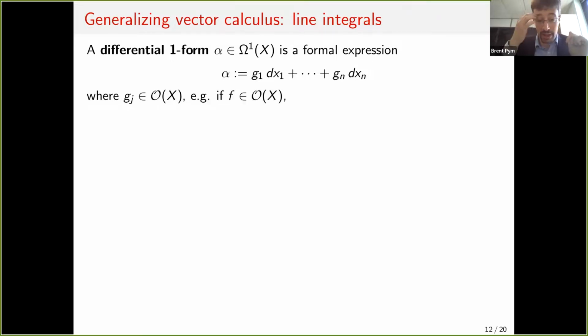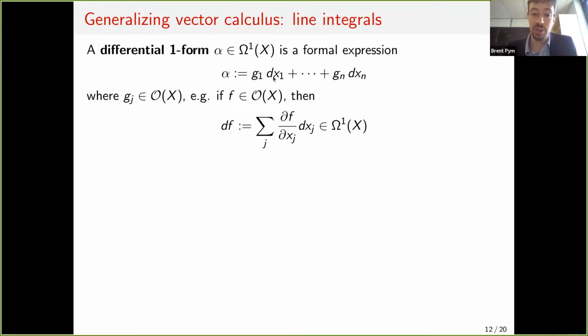And then, for instance, if I have a function, which is a regular function, I can produce such a one form as the differential of this function. So it's like the gradient. I take the first coefficient, g_1, to be df by dx_1. I take the second coefficient, g_2, to be df by dx_2, and so on. Okay? So it's just a tuple of functions, which is like the gradient of f. Okay, so these are the kinds of things which we're going to integrate.